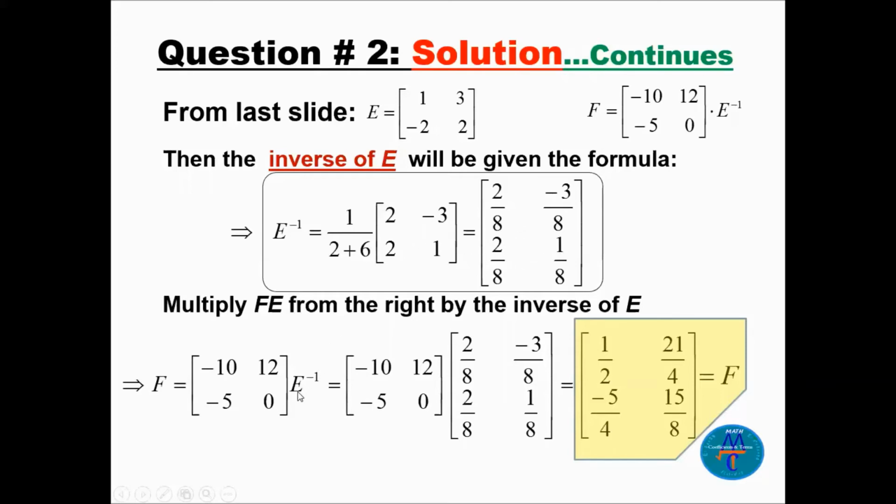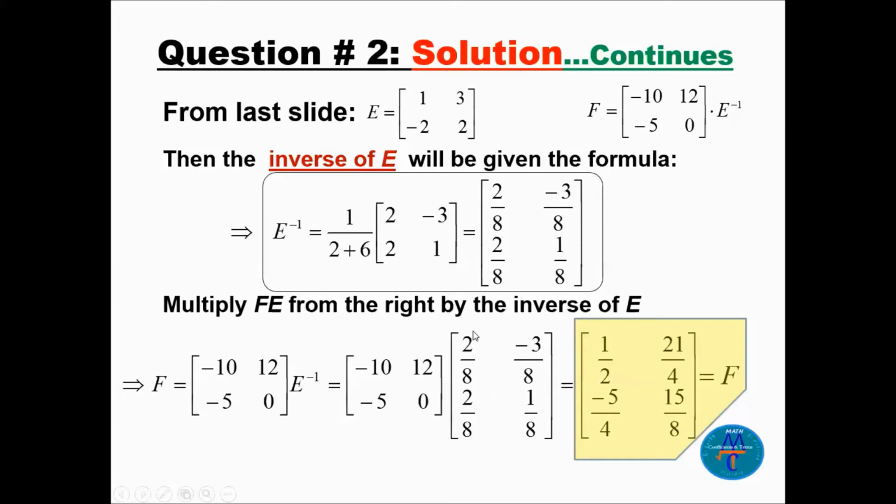I put it here. See, [-10, 12; -5, 0] is given there. And then E inverse I found. So I just multiply row by column. I think you know how to multiply. Row by column, you'll get the first number. And then row by column. I will say it again.